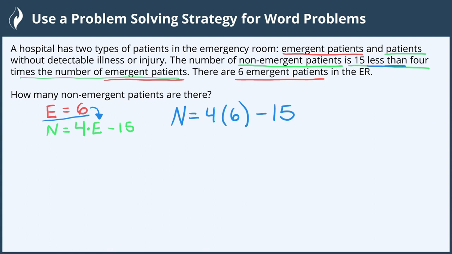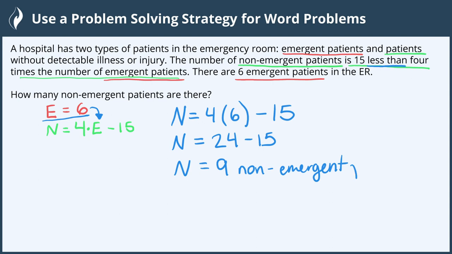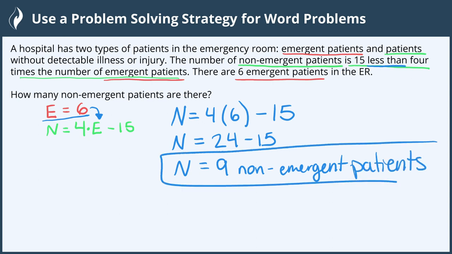Now we can just solve for non-emergent patients. Non-emergent patients equals 4 times 6 is 24, subtract 15, so N equals 9. There are 9 non-emergent patients. And we're all done.